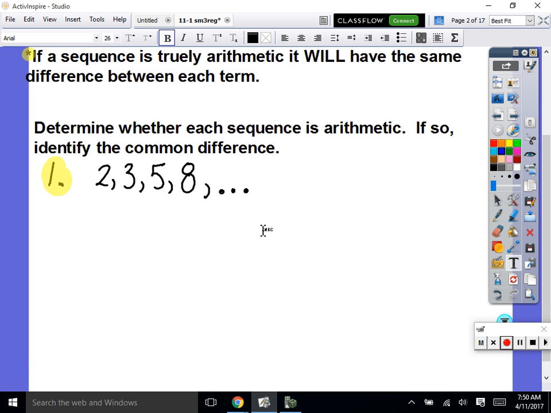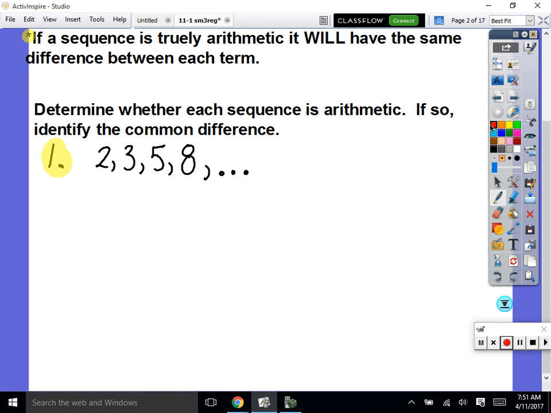So number 1, it says determine whether each sequence is arithmetic. If so, identify the common difference. So here's the thing, guys. Let's look at number 1 here. Is this one arithmetic? So here's what we're going to do. We're going to take the difference, and you always want to start with this minus this. So the term that comes before the term behind it. So 8 minus 5 is 3.